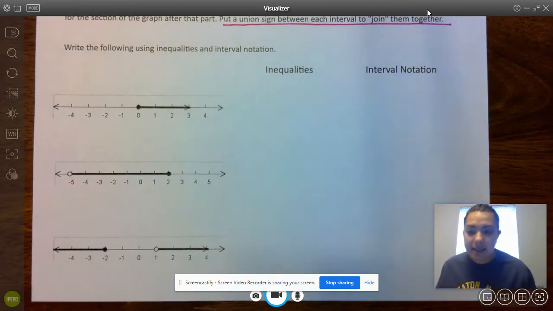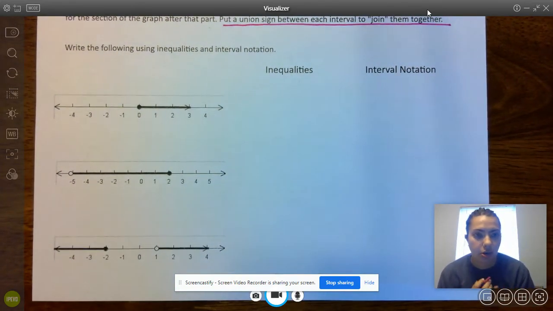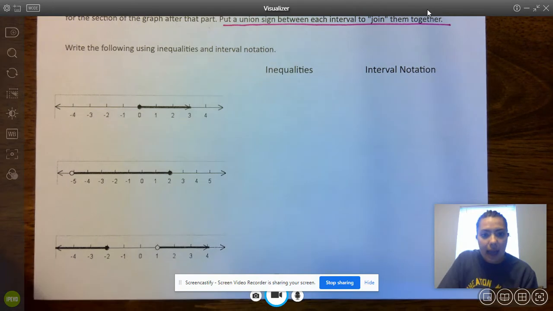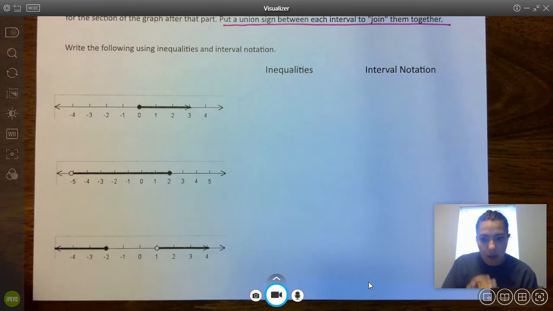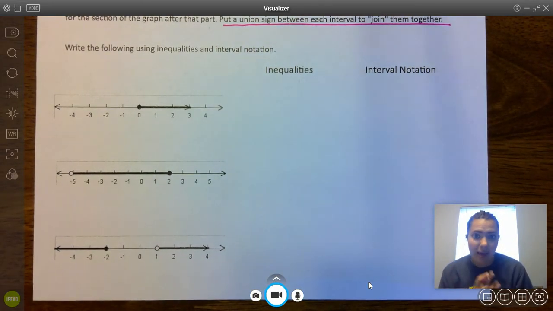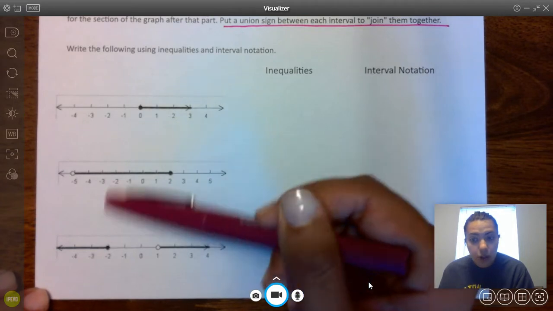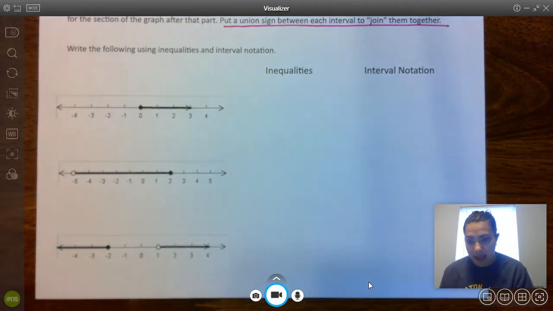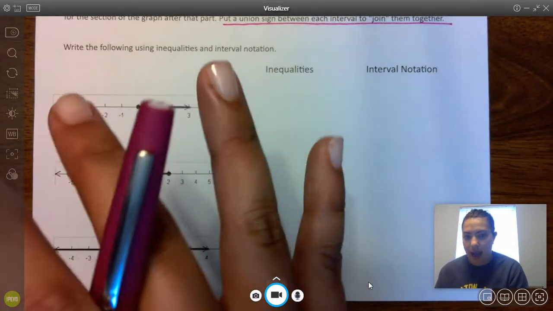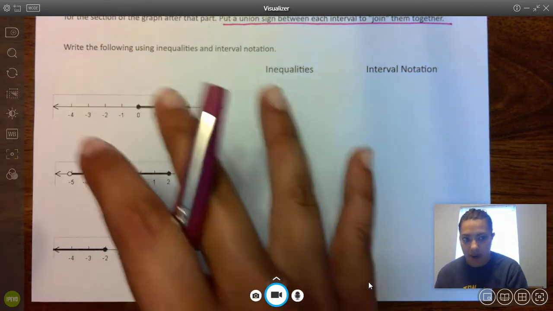All right, so in this second video, we are going to start looking at some examples on how we can turn our domain from an inequality into an interval notation. So as you can see, we're looking at three number lines here. Because we're just looking at number lines and not coordinate planes, we are strictly just focusing on domain. We're reading from left to right.